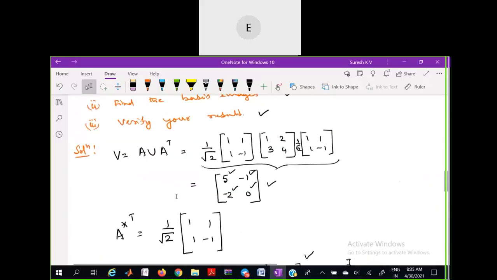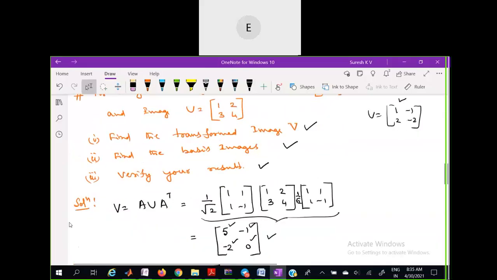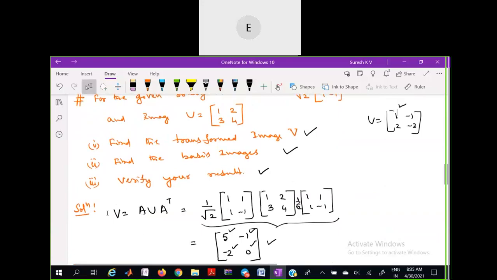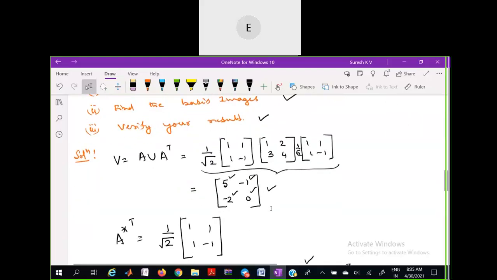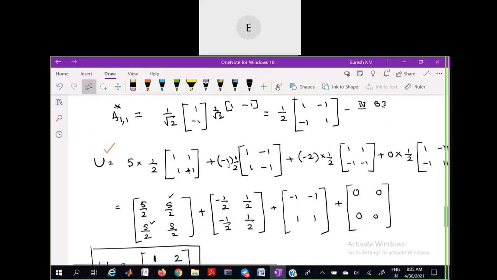For example, in the same case, if I give you U is equal to say some 1, minus 1, 2 and minus 2, something like this. The only change now that will be there is you will get a different V. A will be same. That means your transformation matrix is same. Only what has happened is your U has changed. Because of that, you will get different coefficients. So you have to plug in those coefficients here. But the basis image doesn't change. This remains as it is.